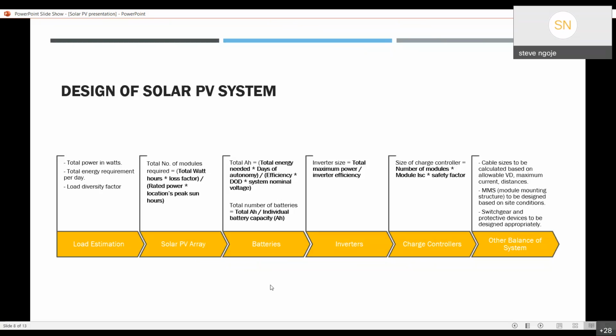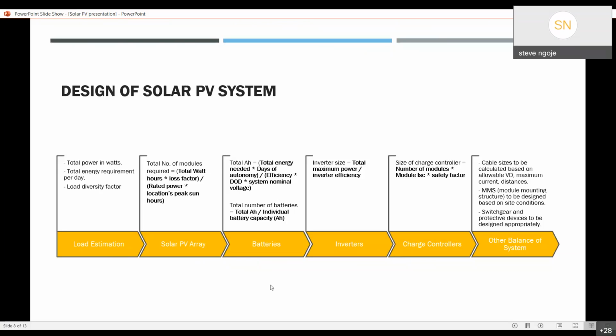Other balance of system items, these are cable sizes. Cable sizing in solar PV is the same as you would do when dealing with an AC system. Again, voltage drop, the inverter currents, the battery currents, and the distance are things to consider. MMS, that is module mounting structure, is different depending on whether it's a roof or ground mount; that will dictate which mounting structure you use. And also weight, wind load, and all that, are things to factor in.